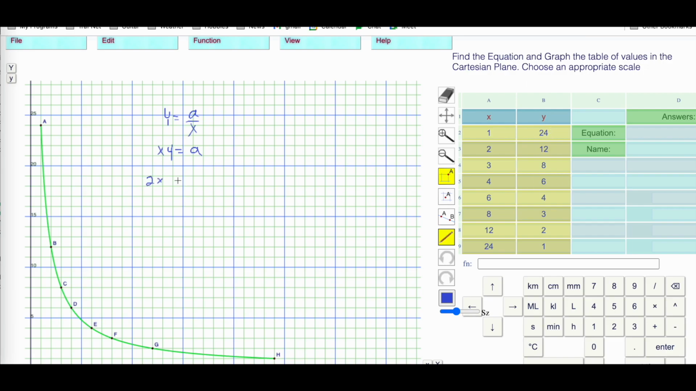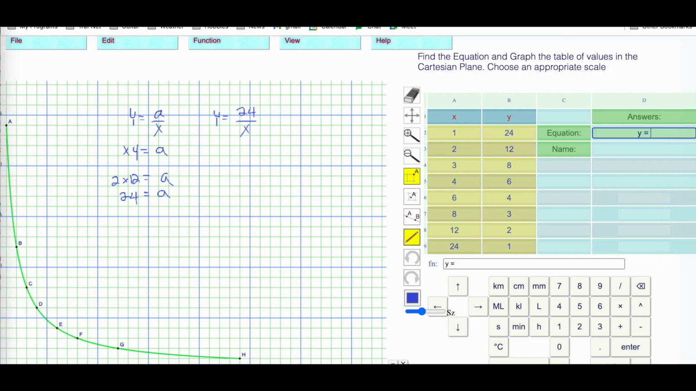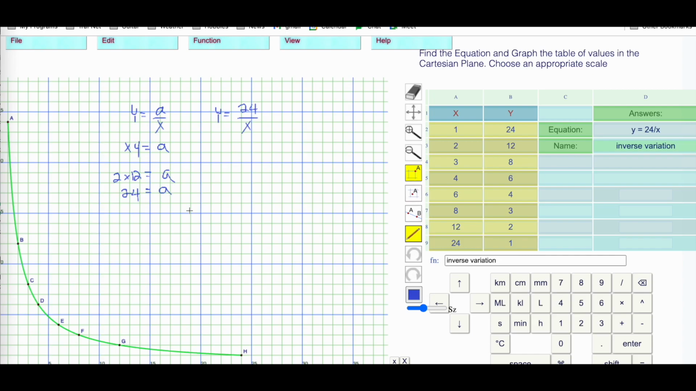If I did 2 times 12, that would give us our A value, which is 24. 24 equals A. Our equation is Y is equal to 24 over X. Y is equal to 24 divided by X. The name of this is inverse variation. Press return to see if we are right.